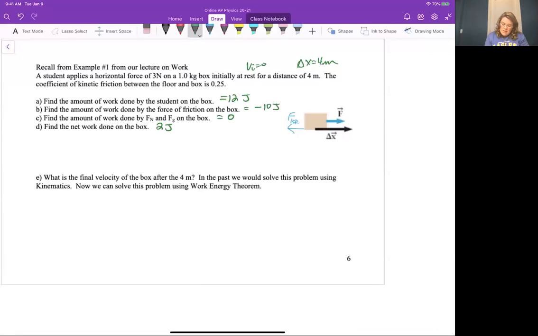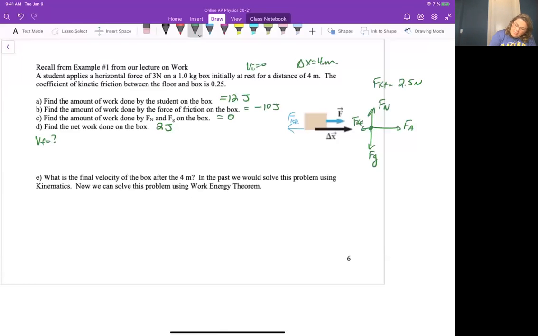Now let's assume that I wanted to know the final velocity of the box after the student pushed on it for 4 meters. How would I have solved it before? We have the force applied, and we have the force of kinetic friction. We found yesterday that the force of kinetic friction was equal to, what do we find it to be? 2.5 newtons. Okay.